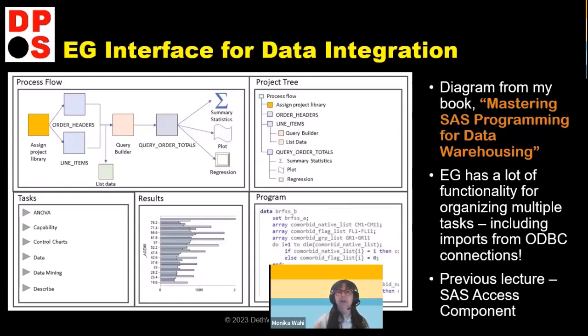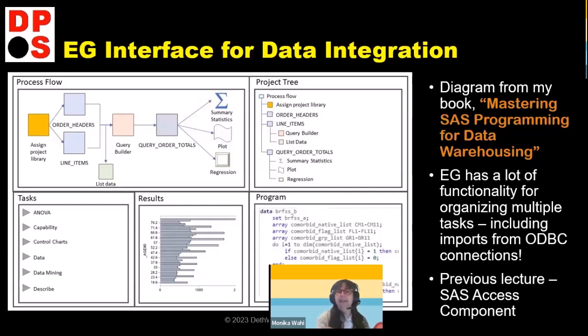And you'll notice my first lecture of the series was on SAS Access, which is a component that allows you to make an ODBC connection, basically from inside SAS, even PC SAS, and go out and connect to a SQL database if you have permission, or another kind of database, but SQL is the one I would use, and then get the data to come in. You can do that in SAS Enterprise Guide. You just make it one of your tasks. And so that's how you would do the data integration, for example.